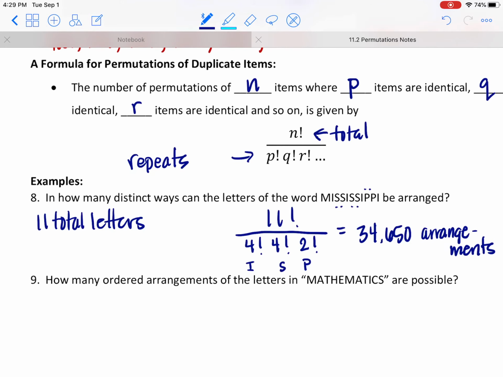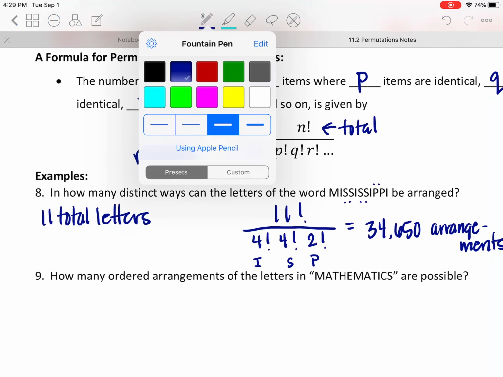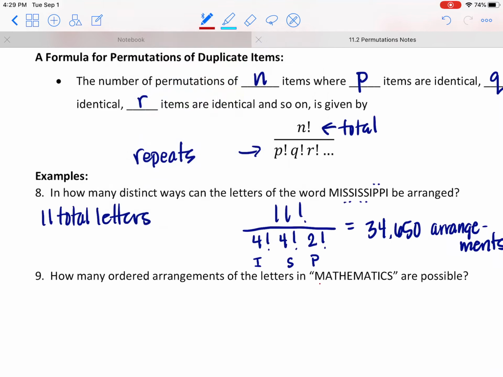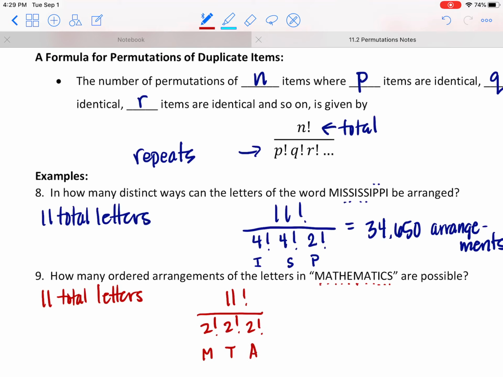Okay. All right, there's one last one here. If you want to give it a shot, feel free to pause. Otherwise, let's see. We have 1, 2, 3, 4, 5, 6, 7, 8, 9, 10, 11 letters again. So 11 total letters. So we're going to go with 11 factorial on the top. And then we have m happens twice. So we're going to divide out a 2 factorial for m. And then we have t happening twice. So we're going to divide out 2 factorial for the t that happens twice. A happens twice. Not sure why I skipped that one. So let's divide out a 2 factorial for the a that happens twice.